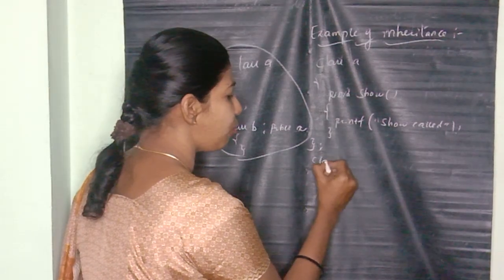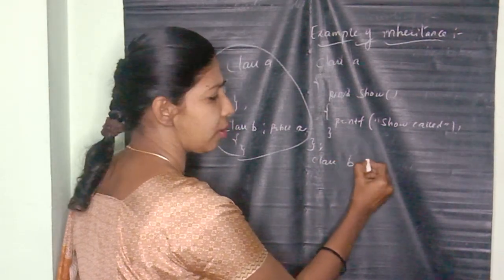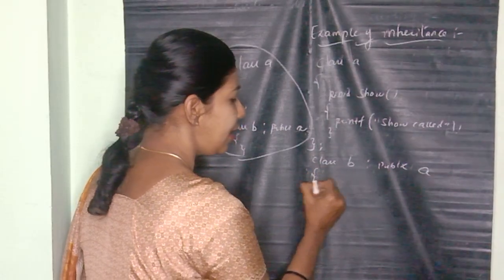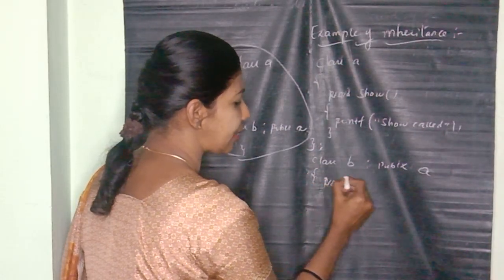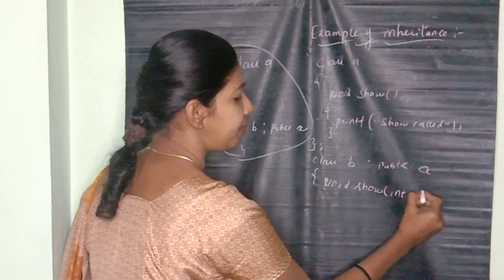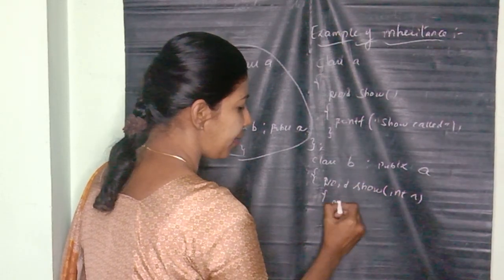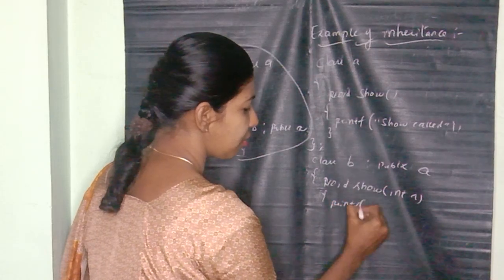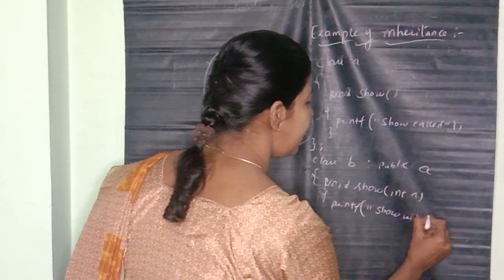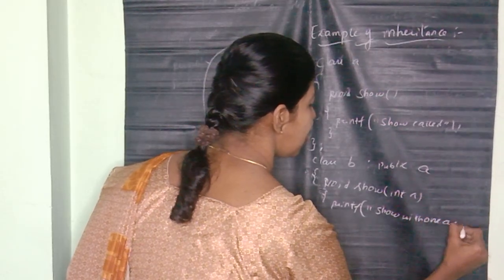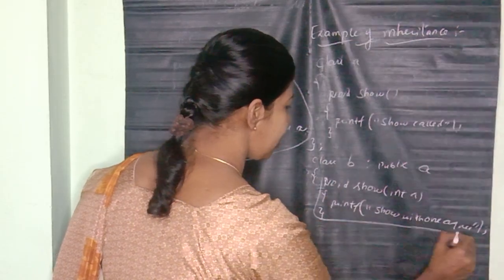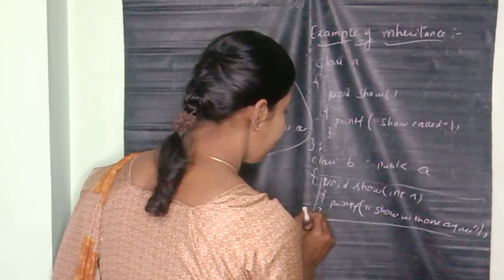And here I am opening another class, public A, deriving from class A. I am creating another function, void show of int A, with printf, show with one argument. I am closing the function and closing the bracket.